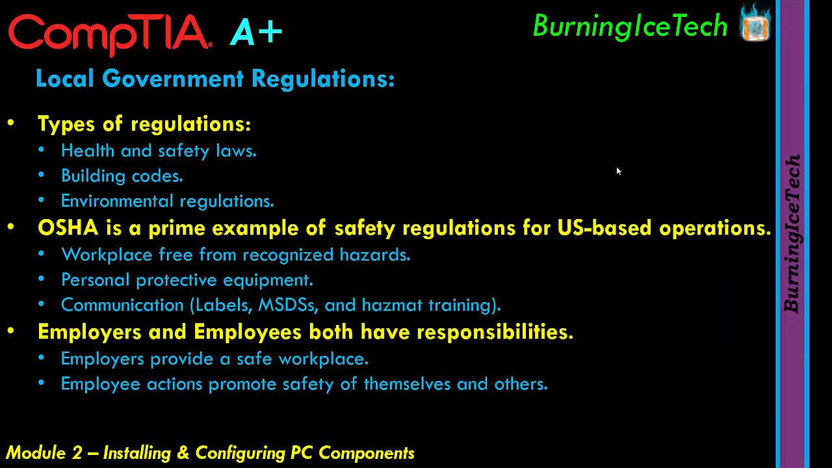Now within this category, one of the first things we're going to be having a peek at is local government regulations. Now it's worth noting that this does differ from country to country. It's not going to be the same for all countries. So you'll see there are types of regulations, which include things like health and safety laws, building codes, and environmental regulations. Now health and safety laws, that's obviously going to differ from country to country.